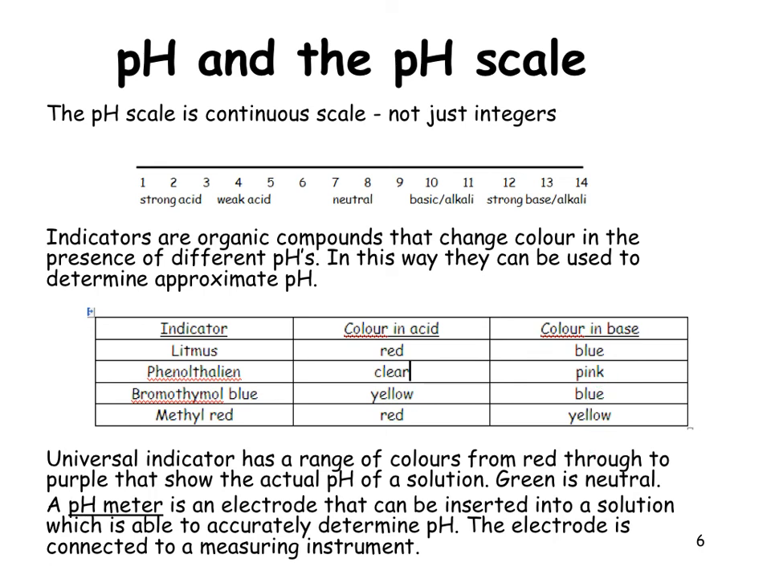Remember, I said in an earlier video that litmus will change color in a neutral environment, whilst phenolphthalein is good for a basic endpoint, and bromothymol blue is good for a neutral endpoint, and methyl red is good for an acidic endpoint. So those are your appropriate indicators to use under different conditions, depending on whether you've got strong acids and weak bases or weak acids and strong bases.